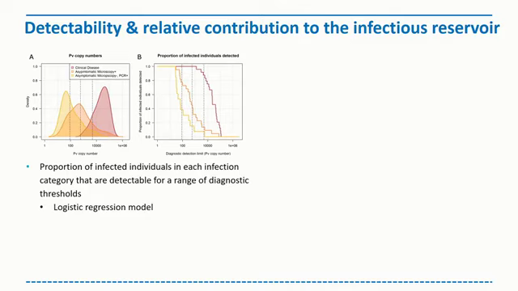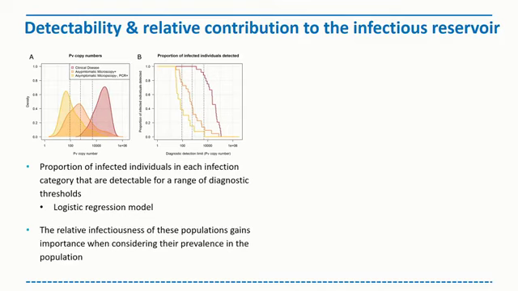50% probability of detection. And with the 80% probability of detection, which is around 584 18S copies per microliter, all the clinical cases can be picked up with that diagnostic threshold. And the densities differ between the three groups. The relative infectiousness of these three groups gains importance when we consider their relative prevalence among the total population.